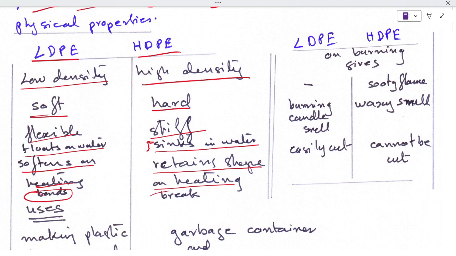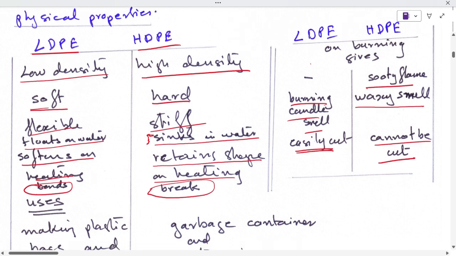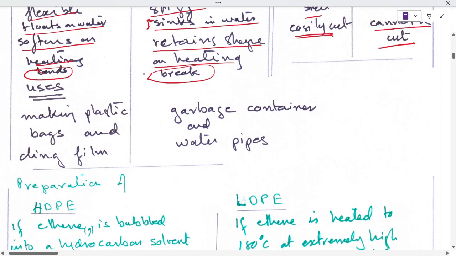Now, on the right side, we have LDPE on burning gives a normal flame, whereas HDPE gives a sooty flame. LDPE, when it burns, smells like a burning candle, whereas HDPE, when it burns, gives a waxy smell. LDPE can be easily cut, HDPE cannot be cut. So the uses, now we come to the uses.